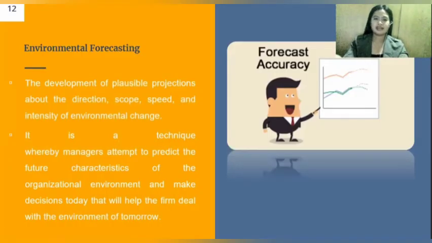Now we have here environmental forecasting. Environmental forecasting is attempting to predict the nature and intensity of the microenvironmental and macroenvironmental forces that are likely to affect a firm's decision making and have an impact upon its performance in a given period. This is a technique whereby managers attempt to predict the future characteristics of the organizational environment and make decisions today that will help the firm deal with the environment of tomorrow.